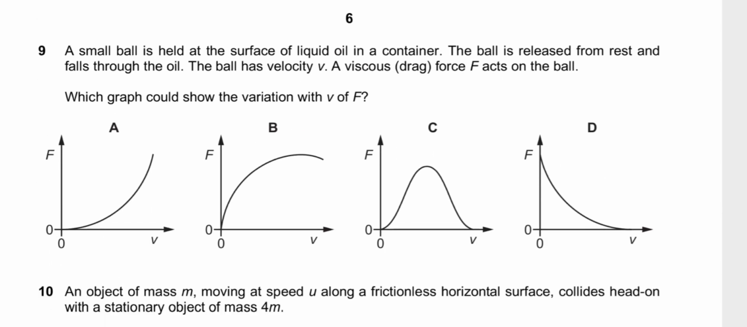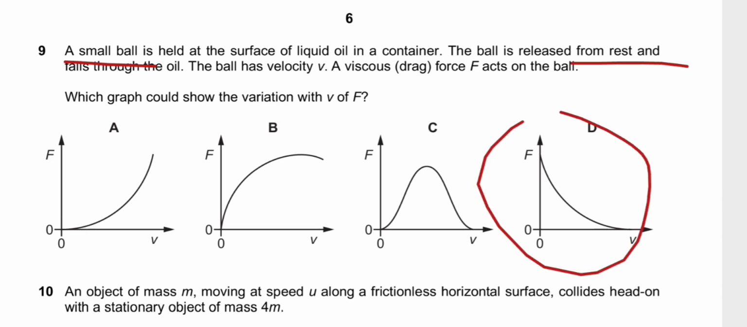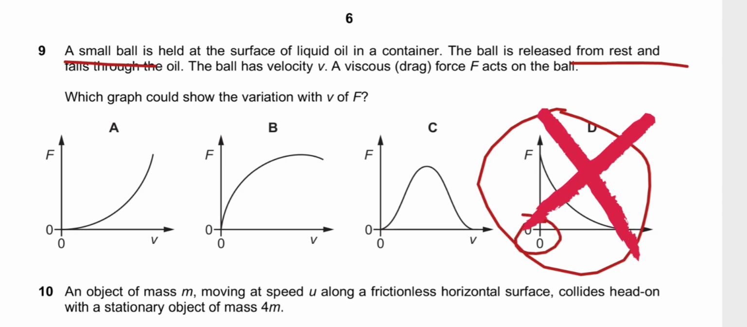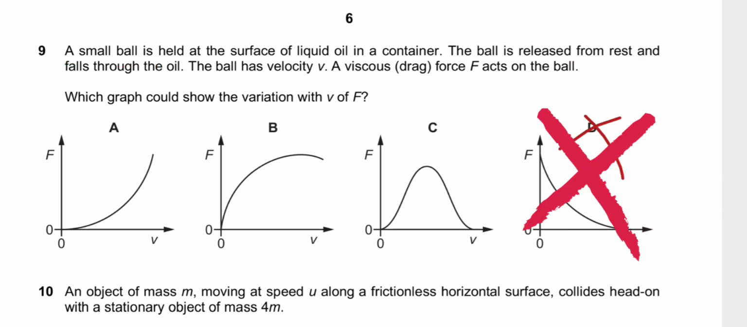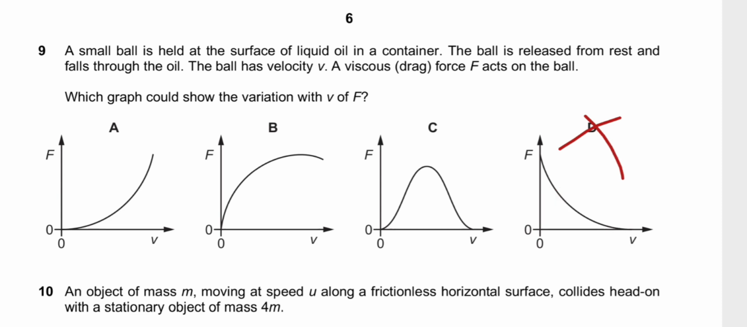Okay, moving on to the next question. We're given a small ball which is held at the surface of a liquid, and it is released from rest. That is very important, meaning that the velocity at the beginning is 0. Without even looking at the question, I can eliminate this one because it's assuming that the velocity is not 0, meaning that D is already out. The ball has a velocity v and a viscous drag force which acts on the ball. Which graph shows the variation of the velocity with v?